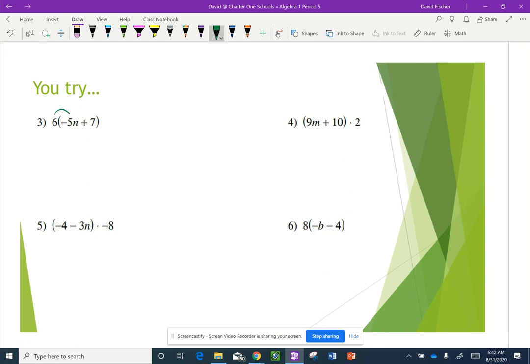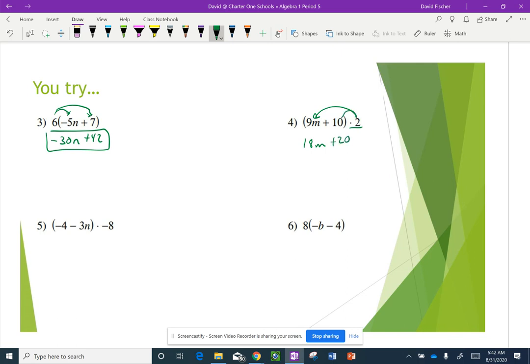Alright, welcome back. Let's see how you did. I got -30 n's there, and 7 times 6 is 42. When I do this, it doesn't matter if it's in the back or in the front. You kind of do it this way. Some kids do, they don't want to rewrite the problem. So you should have 18 m's here, and then 2 times 10 is plus 20.